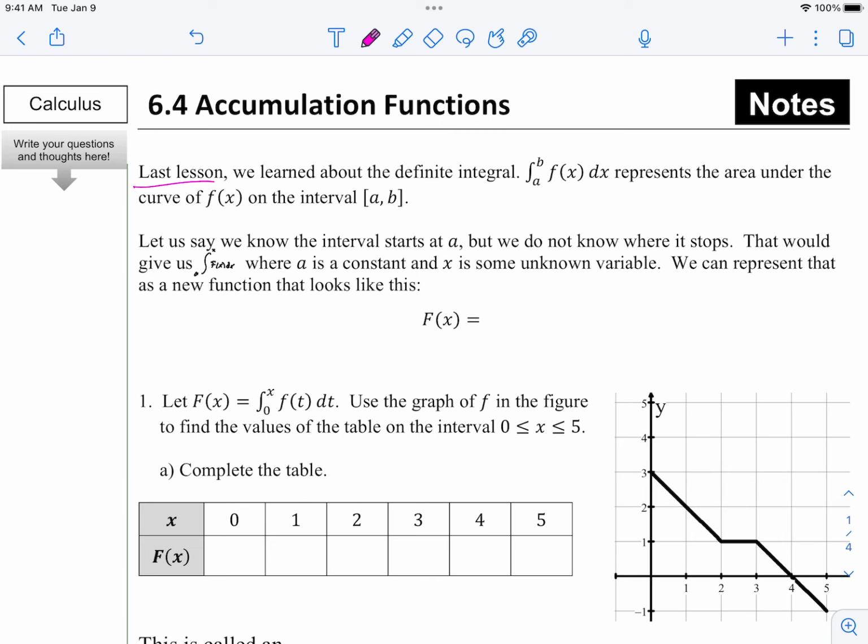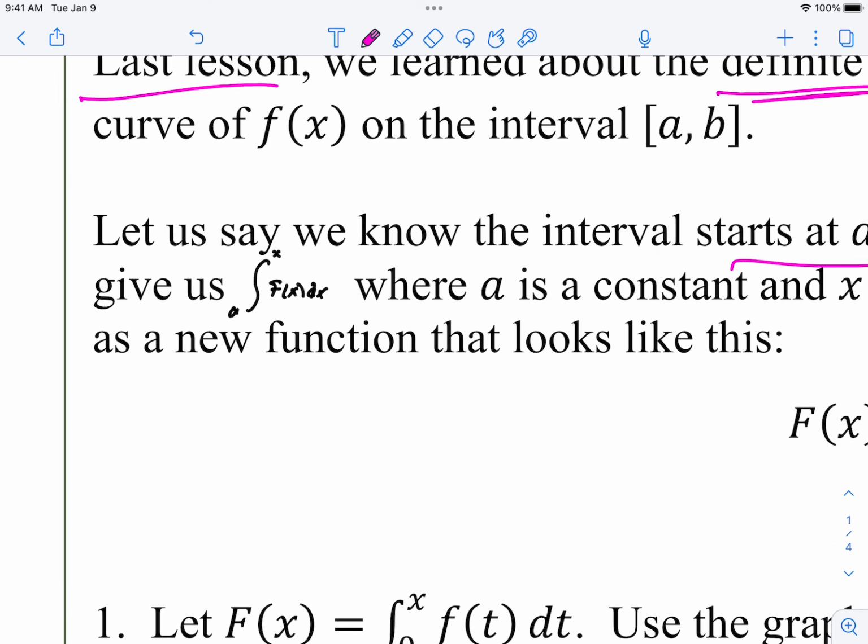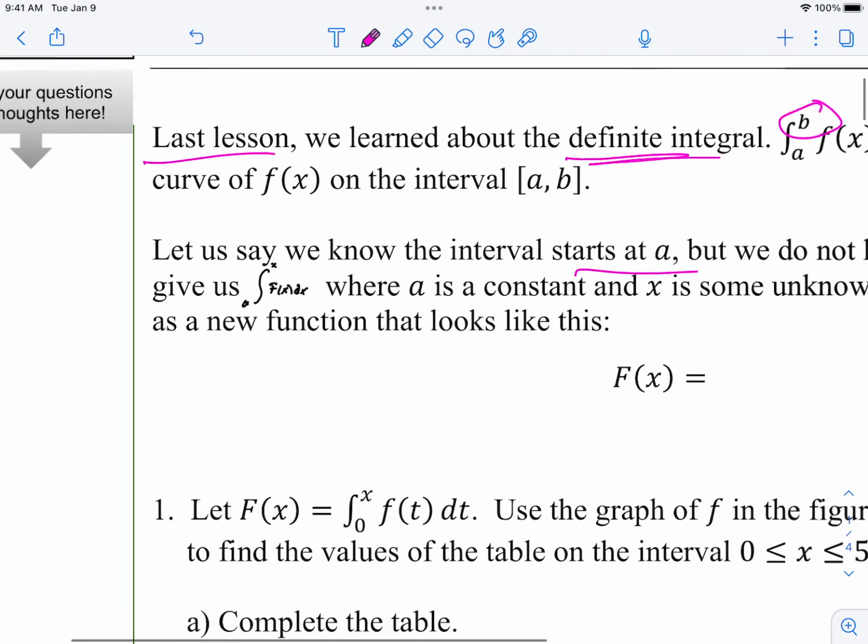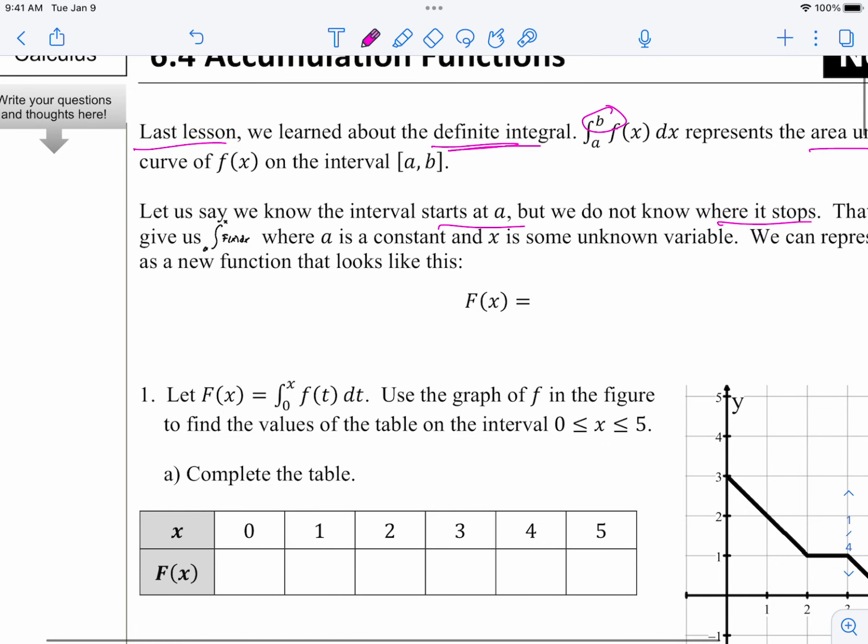There are definite integrals, integrals from some a to some b, which is area between the x-axis and the curve. We call it area under the curve, but it really is a loaded term, under. It's between the x-axis and curve. Now, what we're going to do is, instead of giving the upper bound some fixed amount, let's say we have an interval that starts at a, but we don't know where it stops, that'd give us this integral from a to x of f of x, where we'd try and figure out what the area is.